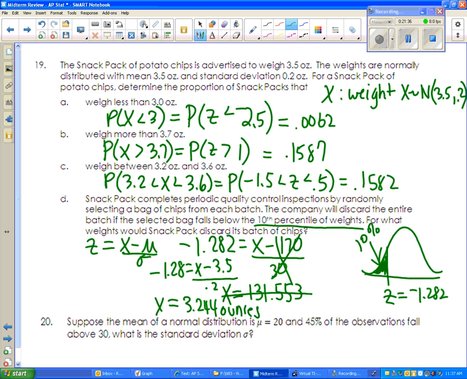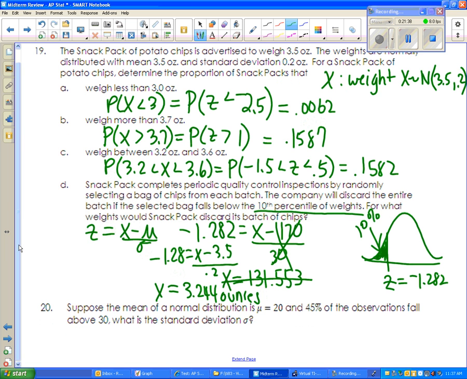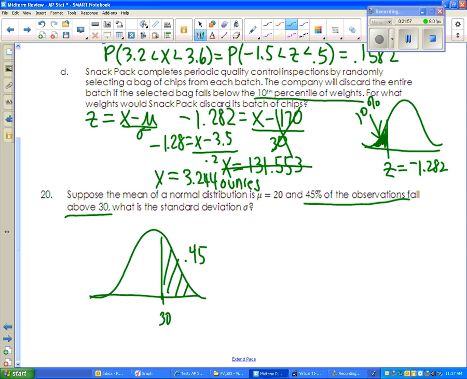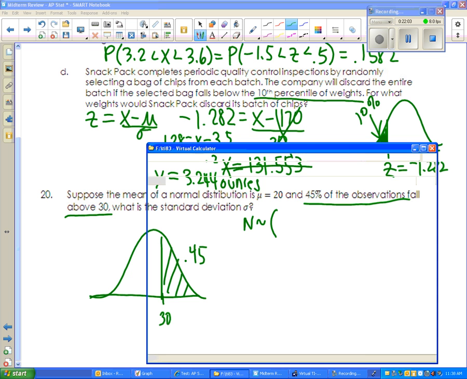Sorry about that. All right, in number 20, this also has to deal with a normal distribution. If we're given that the mean of a distribution is 20, and we're also told that 45% of the observations fall above 30. So let me just kind of draw a picture. So 45% are above 30. So we're looking at this area here is 0.45, and I know that the mean is 20.